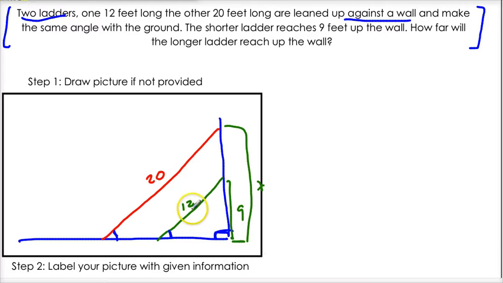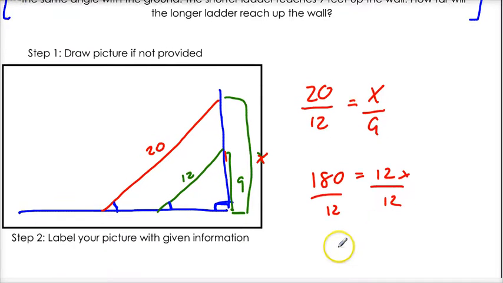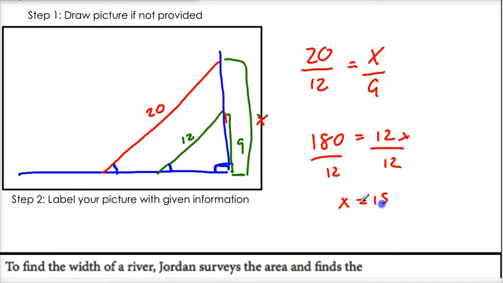We're just going to set up our ratios. Oh sorry, it's always bigger over small. I know that the length of my ladder, this 20 over 12, is going to be equal to my x, which is this length right here up the wall, over 9, which is shorter. I'm just doing my corresponding parts. 20 is to 12 as x is to 9. We cross multiply, we get 180 is equal to 12x. Divide both sides by 12, and we get x is equal to 15.